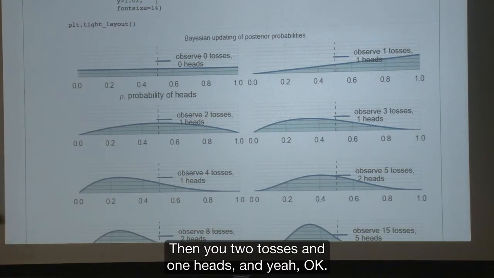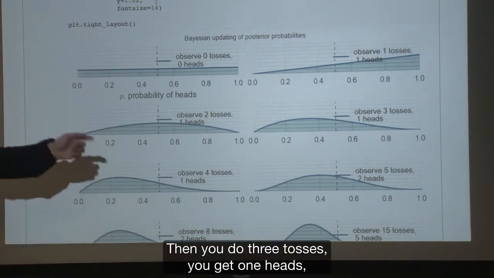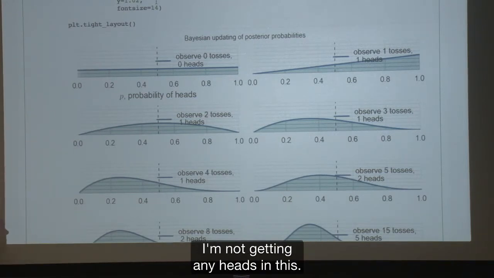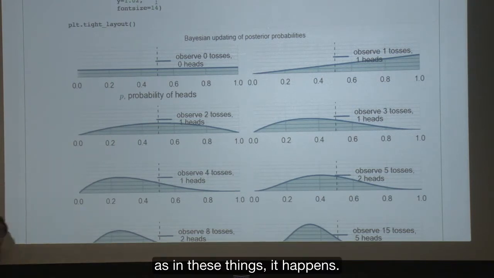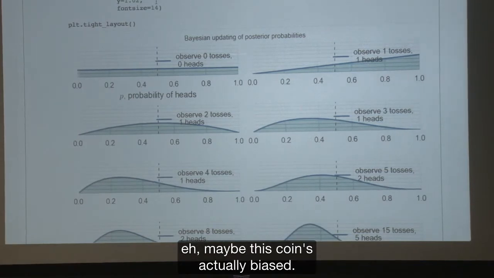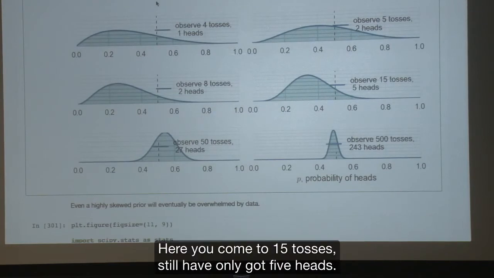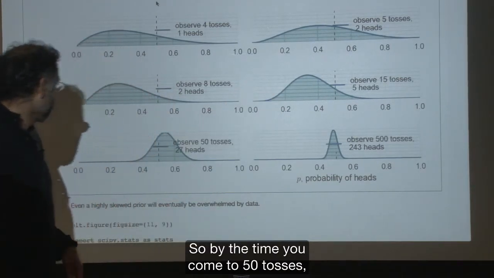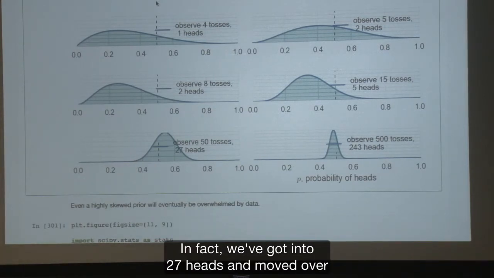And you do 2 tosses and 1 head, and okay, so now you get the distribution peaked at 0.5, again, as you might expect. And you do 3 tosses, you get 1 head, and it's moved to the left because you're thinking, I'm not getting many heads in this. And you do 4 tosses, and I still got 1 head, as happens in these things. And you're going even more to the left because you're thinking, maybe this coin's actually biased. But then you keep doing this again and again. Here you come to 15 tosses, where you still have only got 5 heads. But by the time you come to 50 tosses, we've gotten a little bit better. In fact, we've gotten to 27 heads and moved over the other side.